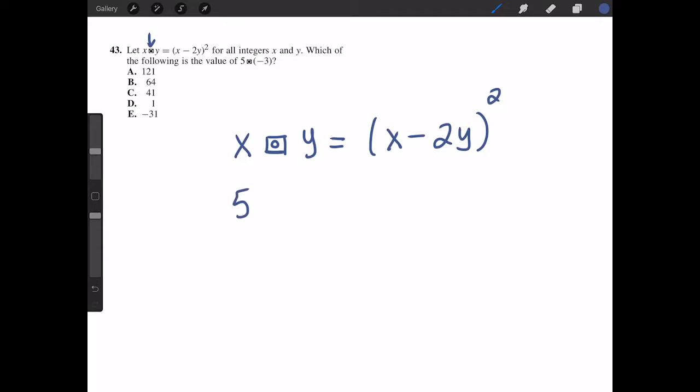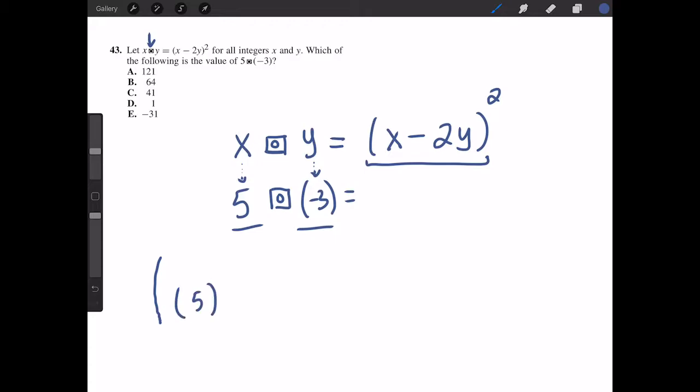So if they're asking for 5, weird operator, -3, and we need to know what this is equal to, essentially we can see that x is equal to 5, y is equal to -3, so we need to plug these two values into the corresponding section here, and then just compute. So we end up with big parentheses, x, we know it's 5.